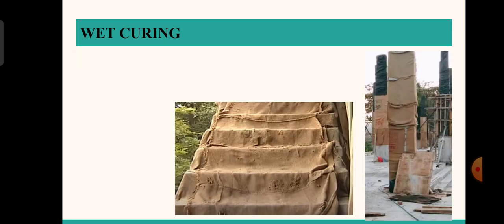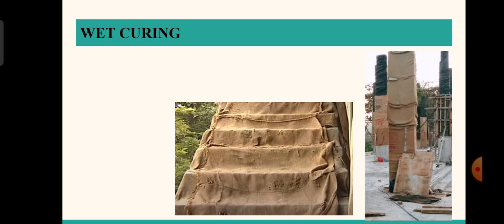So next method is the wet curing method. So in this wet curing method, it is the method of maintaining the surface moisture level by placing materials like gunny bags or jute bags, etc. So using gunny bags is very common in this method. You can just observe the two pictorial representations. One is on the staircase and one on the column.